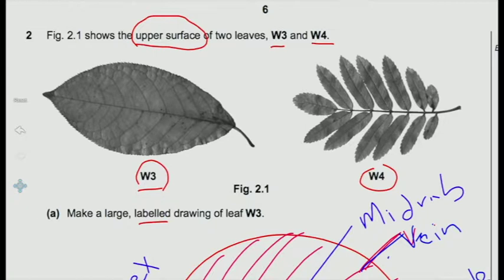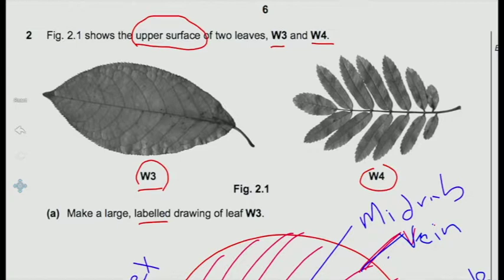And W4 has leaflets. It's a compound leaf. It's got leaflets. It's a leaf with small leaves. That's called a compound leaf. Whereas W3 hasn't got the leaflets. It's a simple leaf. Both leaves have got the veins. And the midrib is there.